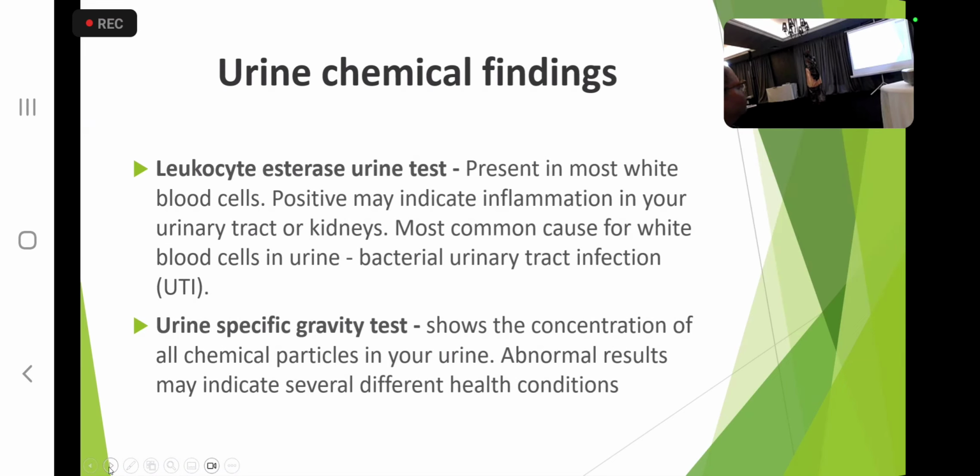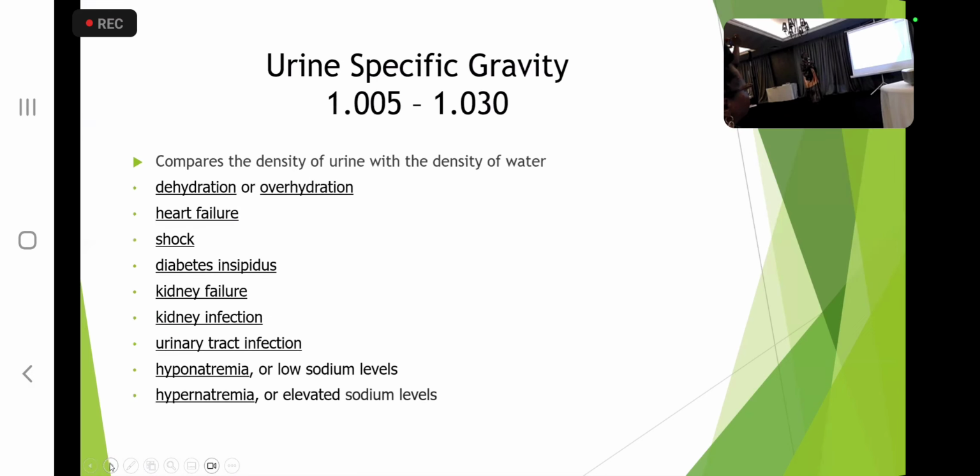The leukocyte esterase urine test detects most white blood cells. Positive may indicate inflammation in the urinary tract or kidneys. The most common cause of white blood cells in urine is bacterial urinary tract infection. Also, the specific gravity test shows the concentration of all chemical particles in your urine. Abnormal tests may indicate several different health conditions. Next slide.